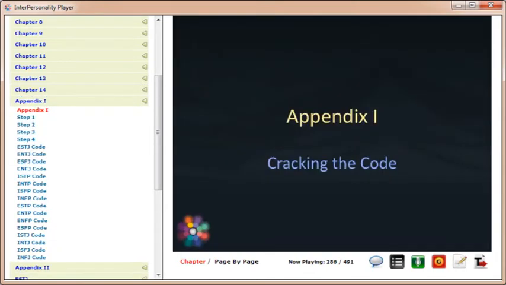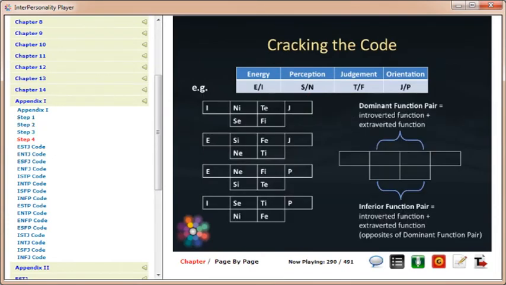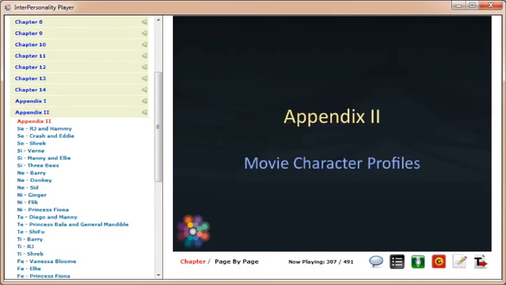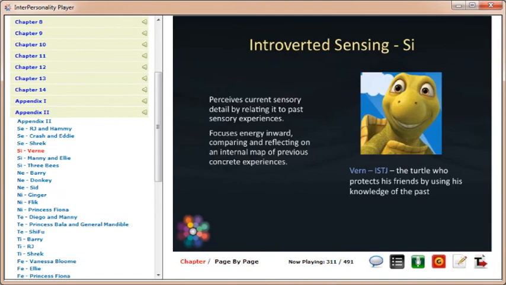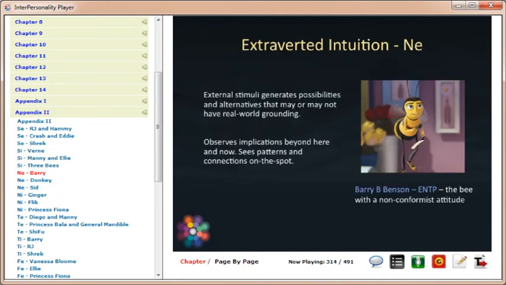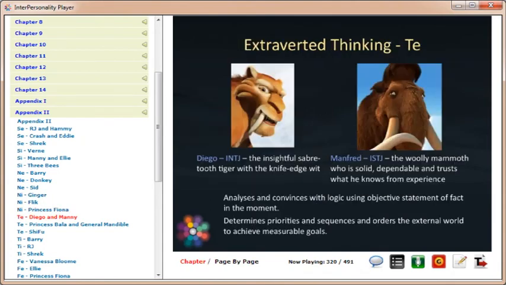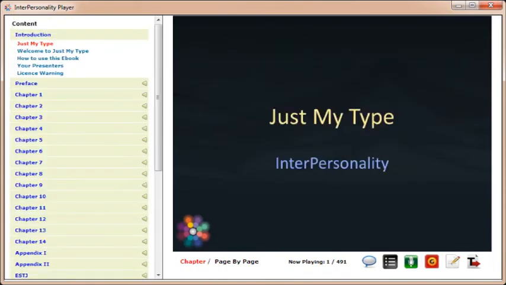In Appendix 1, you'll find a step-by-step guide to cracking the Psyche-Type code, including an animated guide for every type, including your own. In Appendix 2, we showcase the full Psyche-Type of all the characters from the clips used in our course. So if you want to go back and look at the films in detail, you'll be able to gather lots more information.